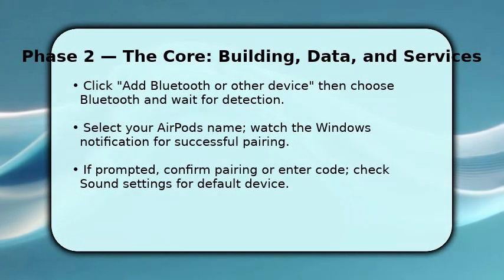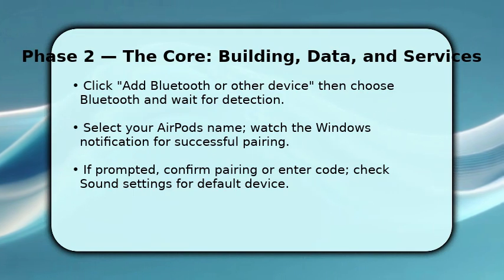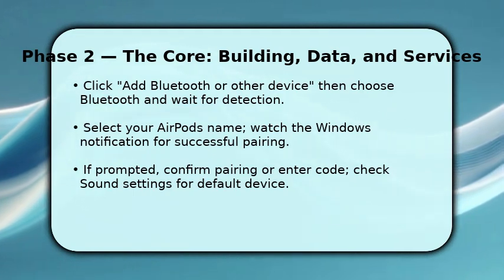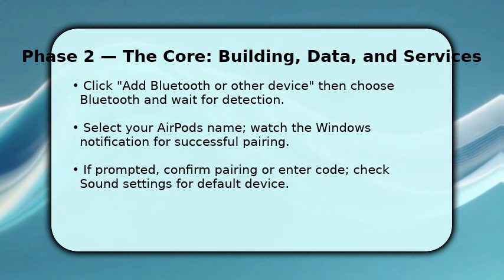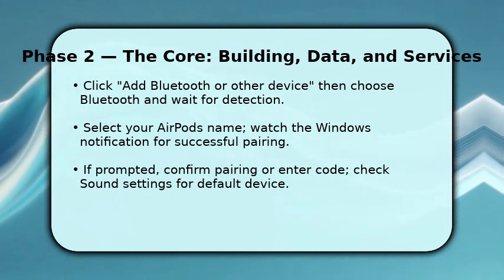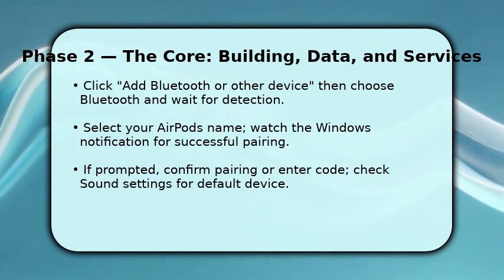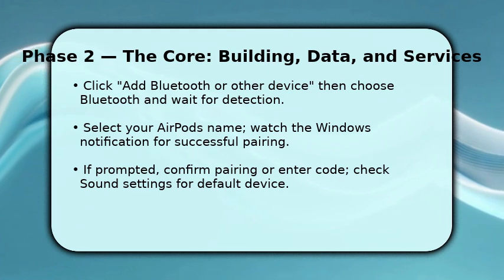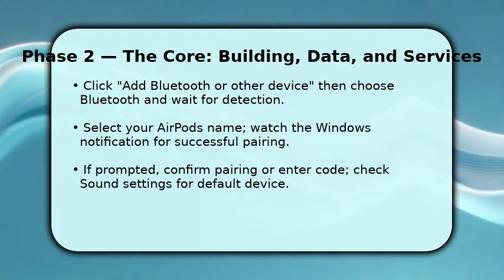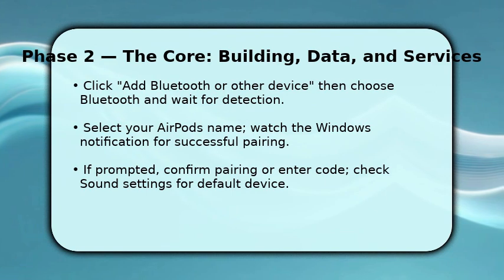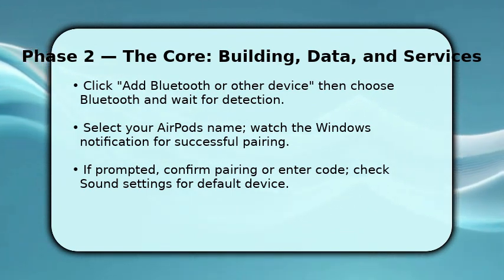Now you pair the Airpods. Click Add Bluetooth or other device, choose Bluetooth, and watch the available devices list populate. Patience helps because discovery can take 5-15 seconds. When your Airpods appear, select them. Windows will display a pairing progress notification. If a prompt asks to confirm, accept it. Unlike phones, Windows rarely requests codes but will show a simple confirm button.